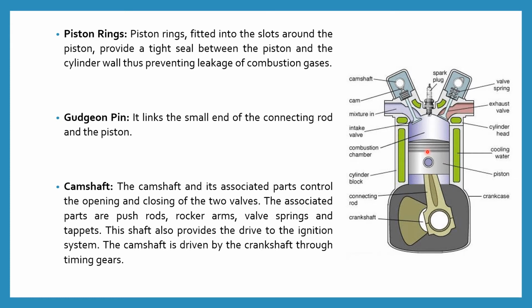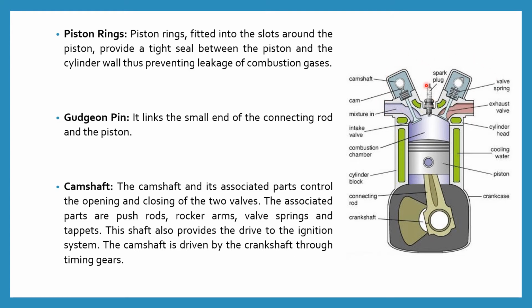Next one is the camshaft. The camshaft and its associated parts control the opening and closing of the two valves. The associated parts are push rod, rocker arm, valve spring and tappets. These shafts also provide the drive to the ignition system. The camshaft is driven by the crankshaft through the timing gear. So here is the camshaft.